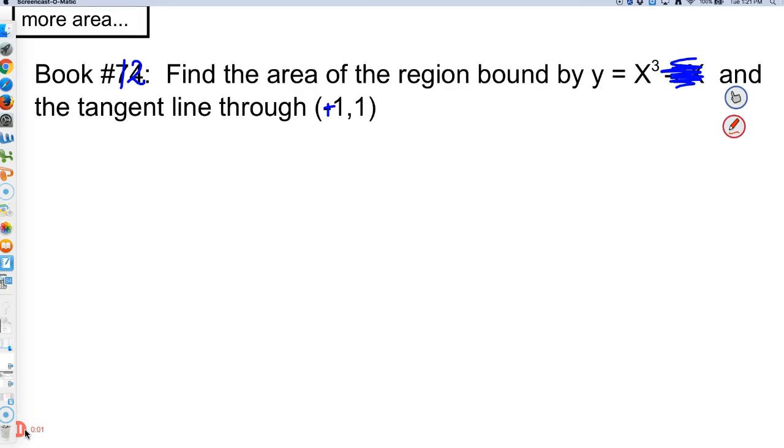So for worksheet number 12, we'll go through the whole thing. We'll go step by step. Where did my other pen go? Does anyone see my other pens laying around here? I'm going to have to use just one of them.